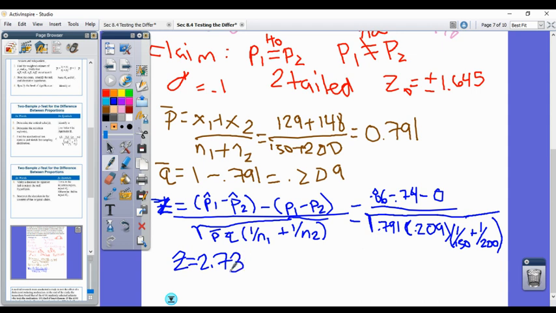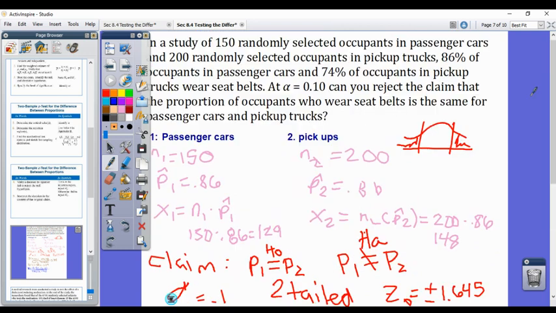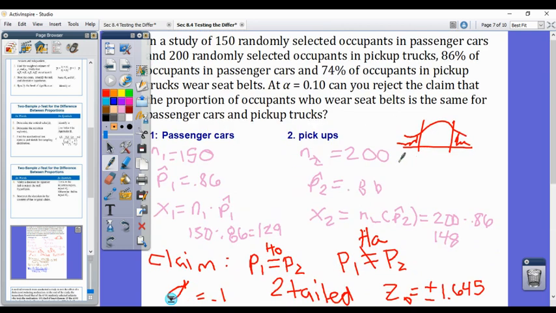Okay, so are we rejecting? Let's look. All right, so my critical value was negative 1.645 and 1.645. All right, and I got for my test statistic 2.73. So is that in the rejection region? Yep, it is.